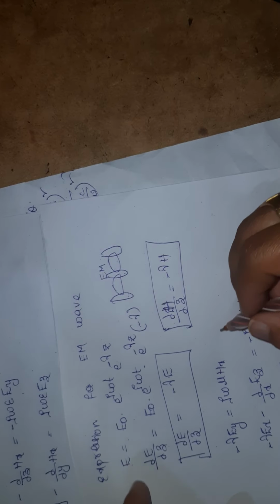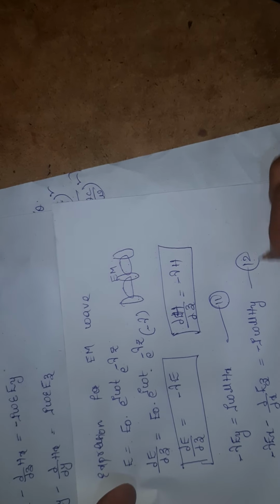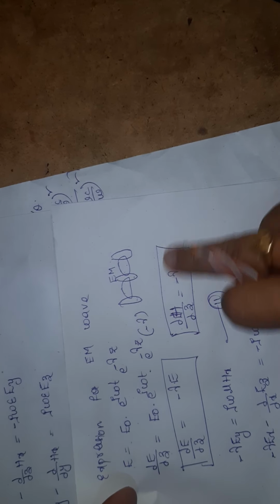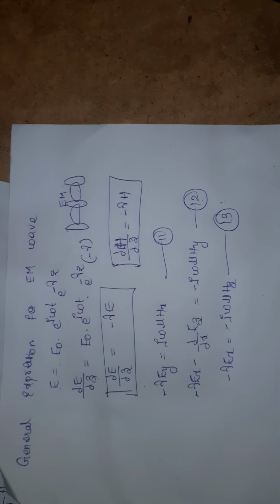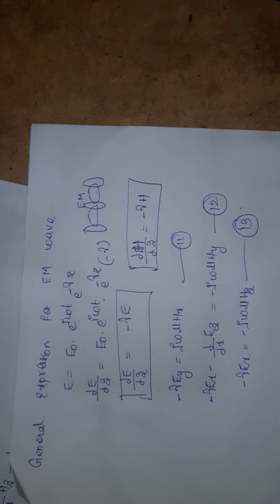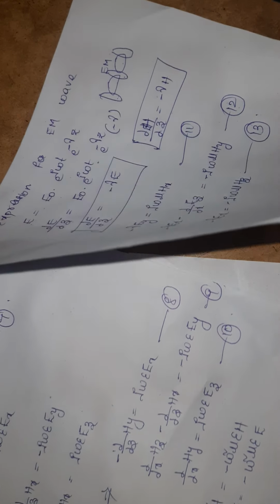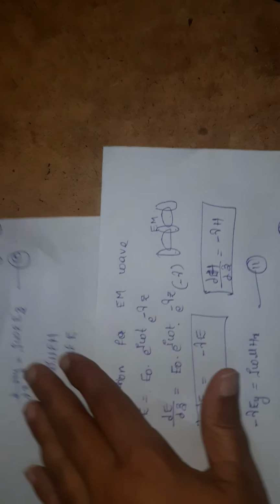Similarly, substitute and consider this as equation 11, 12, 13. Similarly, substitute ∂h/∂z equal to minus gamma h in expressions 8, 9, 10. So here I got the expressions 8, 9, 10. Okay, so substitute ∂h/∂z.